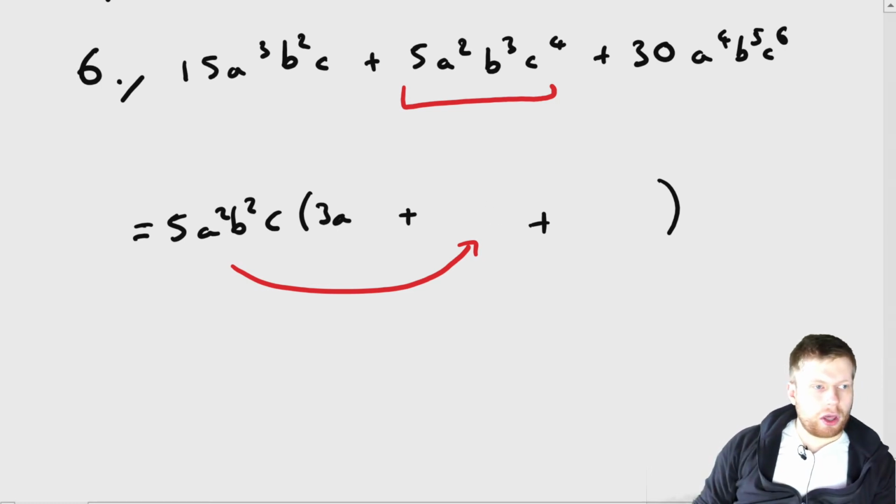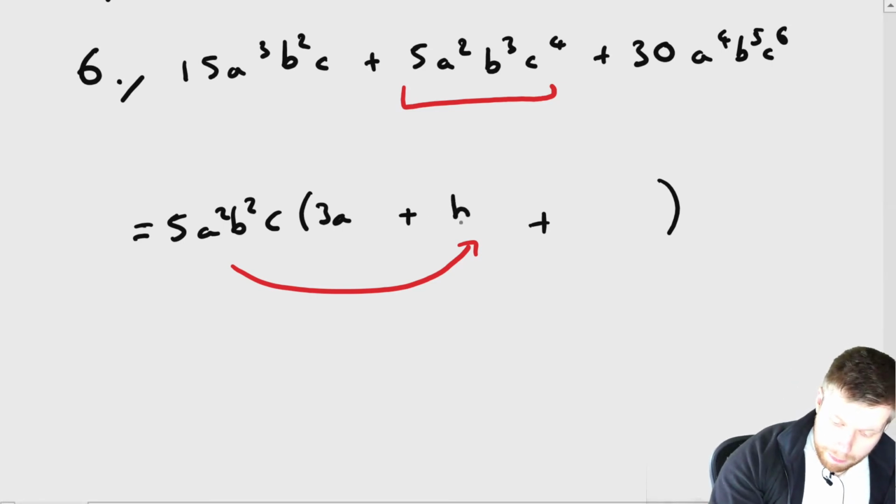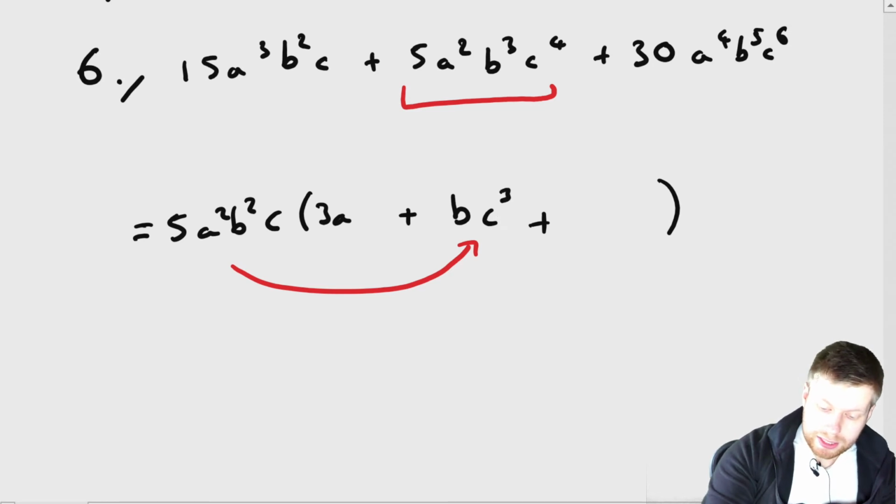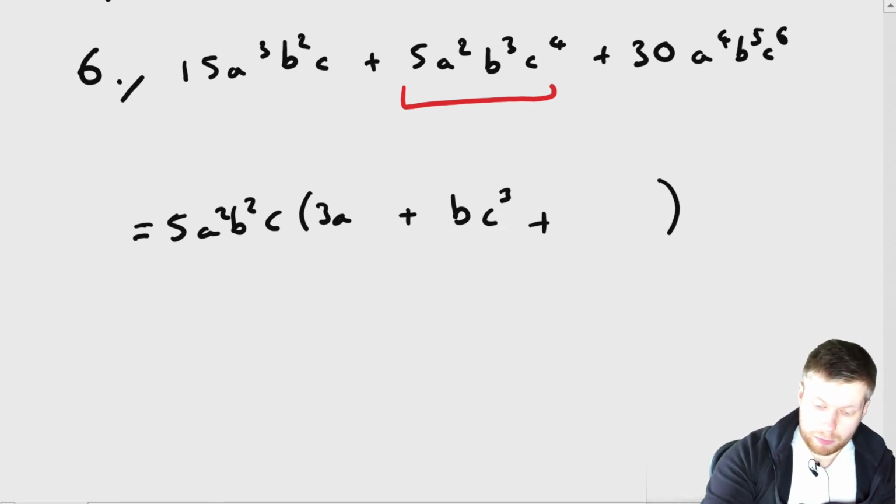Okay, but let's have a look. b squared multiplied by what gives me b cubed? That's going to be another b, so I'm going to write that in. And then c multiplied by what gives me c to the power 4? That's going to be c cubed. Let's do the last term now.